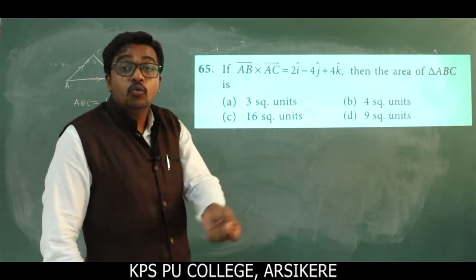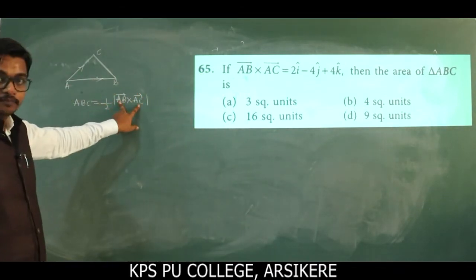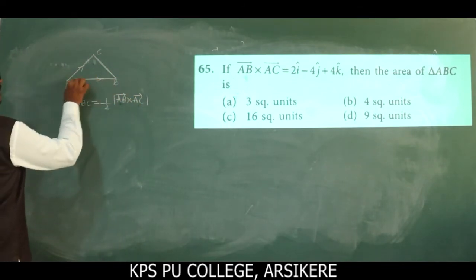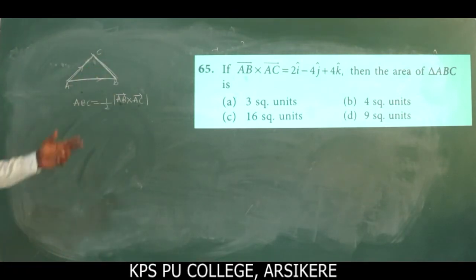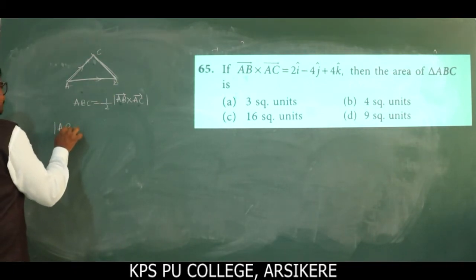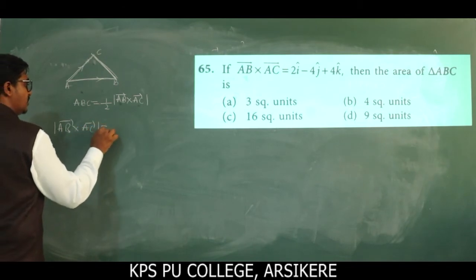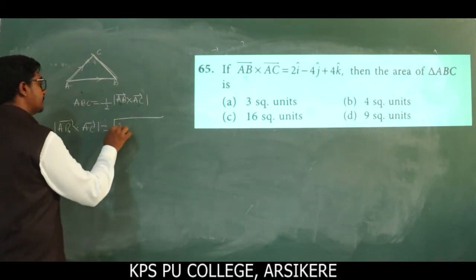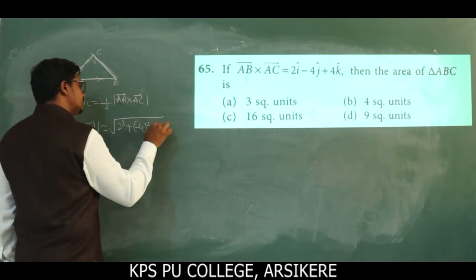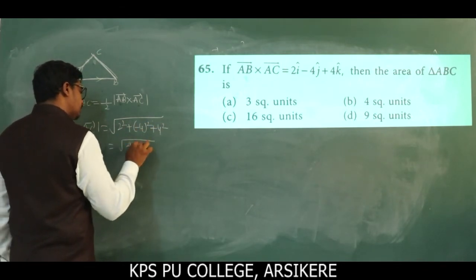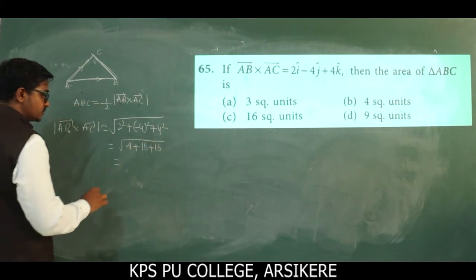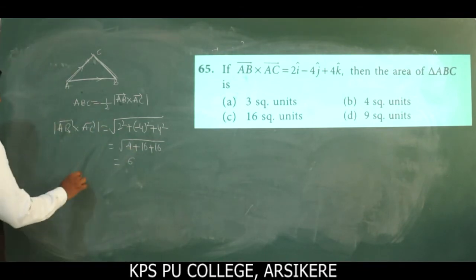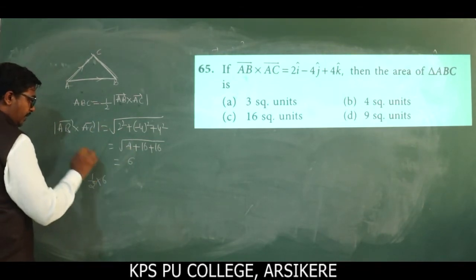Then area becomes 1 by 2 times mod of AB cross AC. Or else you can go with BA cross BC, or else CA cross CB. That is also valid, but they have already given AB cross AC. So just find the magnitude of AB cross AC, which is equal to square root of 2 square plus minus 4 whole square plus 4 square. 2 square is 4 plus 16 plus 16. 16 plus 16 is 32. 32 plus 4, 36. Square root of 36 is 6. Therefore, area of triangle is equal to 1 by 2 times the magnitude, which is 6.